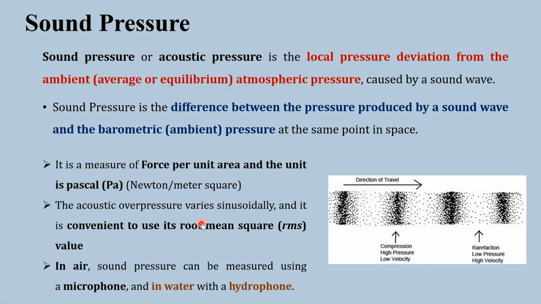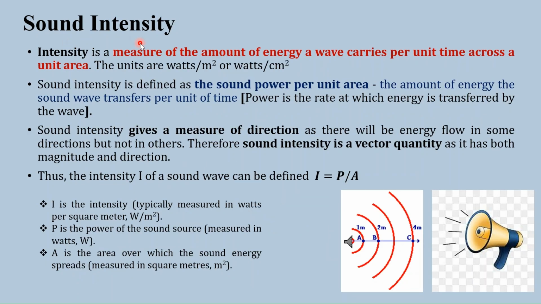And this sound pressure varies sinusoidally, because at the region of compression we have high pressure, in the region of rarefaction we have low pressure, and again we have high and low. So this sound pressure varies sinusoidally, and it is convenient to use the root mean square value. In air, sound pressure is measured using a microphone, and in water it is measured using a hydrophone. As sound pressure is proportional to intensity, we can also measure the sound intensity.